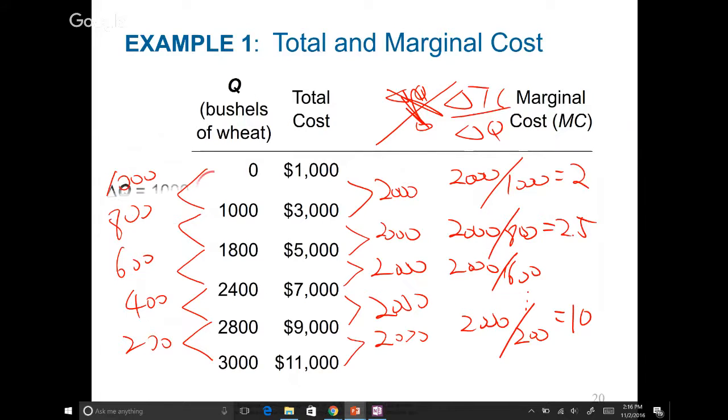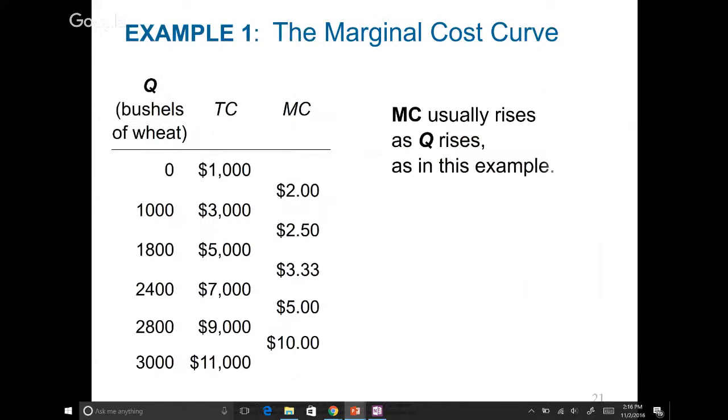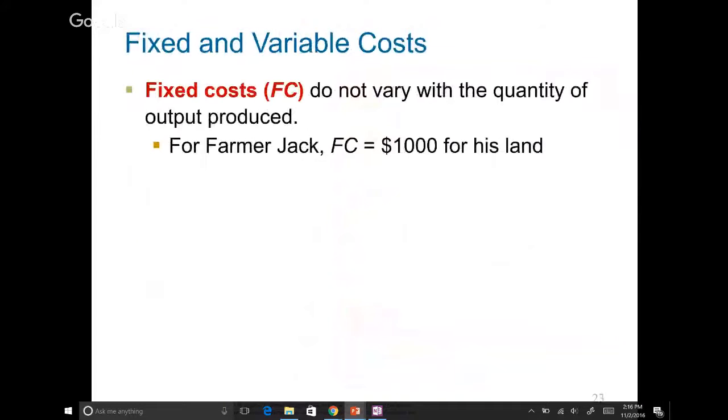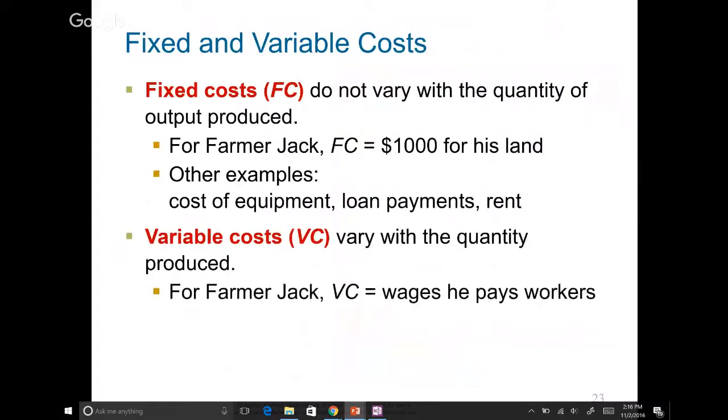So that's your marginal cost. First find your change in total cost, and then divide it by your change in quantity. That will get you your marginal cost. And the marginal cost is also increasing. Now, a couple more definitions. The difference between fixed cost and variable cost: fixed cost is the cost in the company that doesn't vary with the quantity of output produced. Variable cost, on the other side, will vary with the output produced.